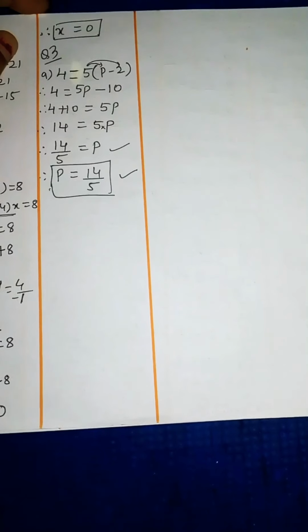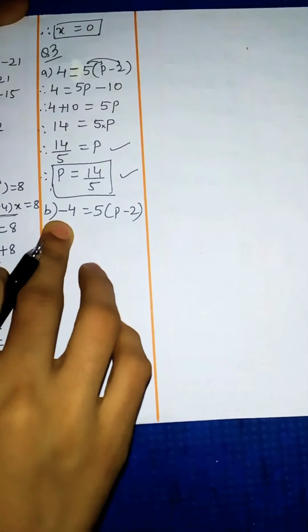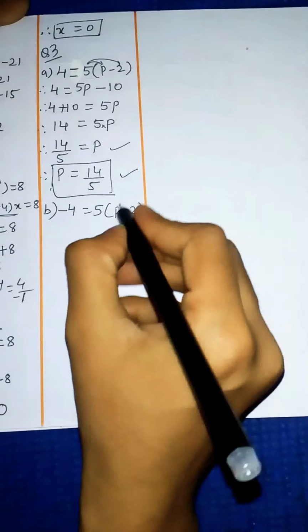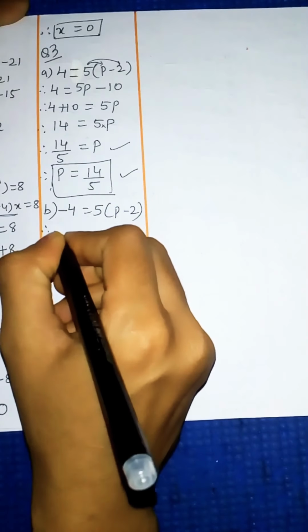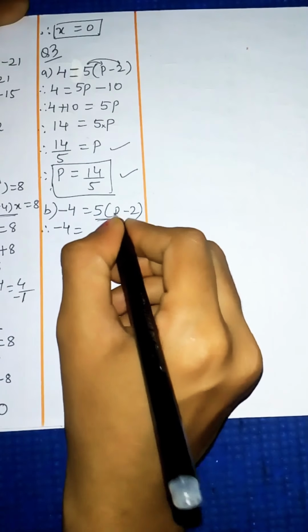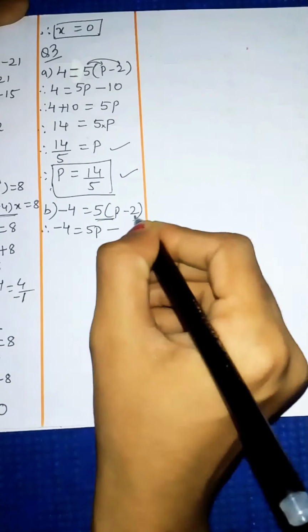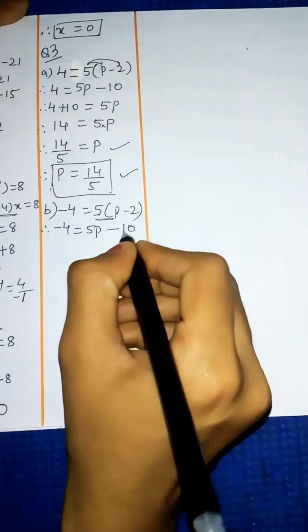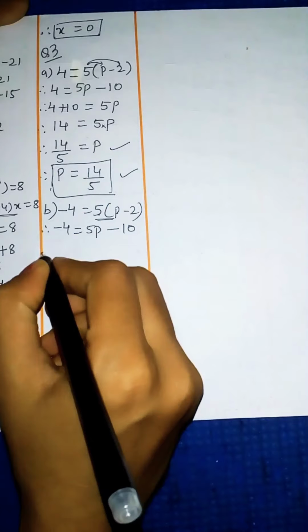Now next is the same question, but here a minus is given. Minus 4 equal to 5 into bracket p minus 2. Again we will open the bracket. This minus 4 will be as it is. Now here we will open the bracket. So 5 into p will be 5p, minus 5 2s will be 10. Again same steps. This minus 10 we will take this side.